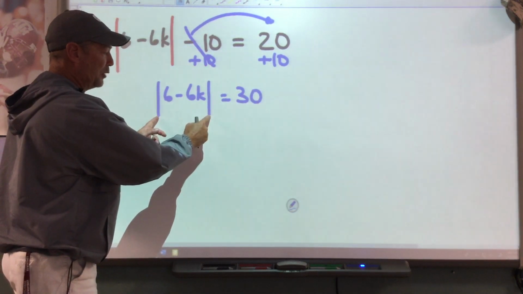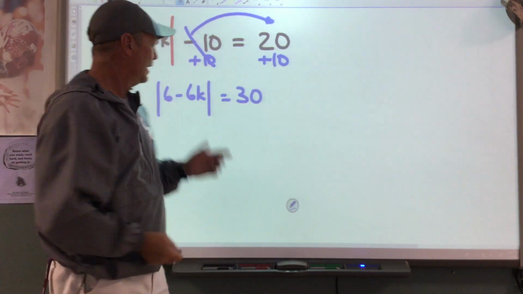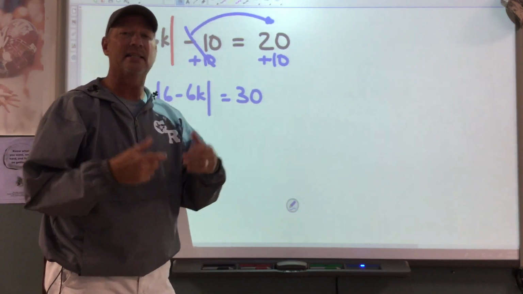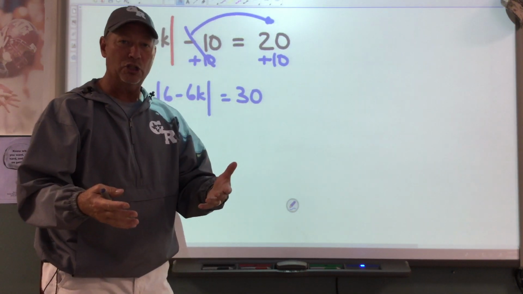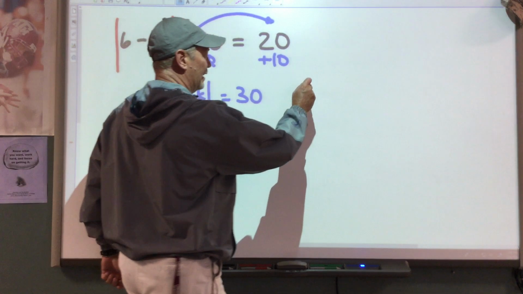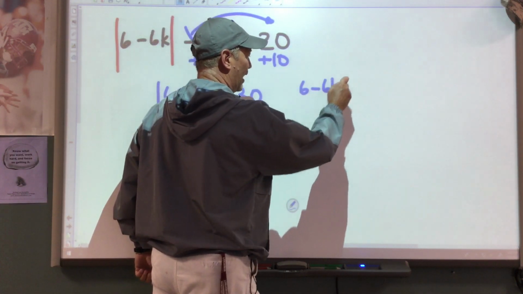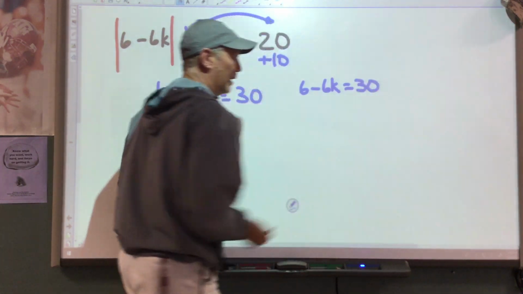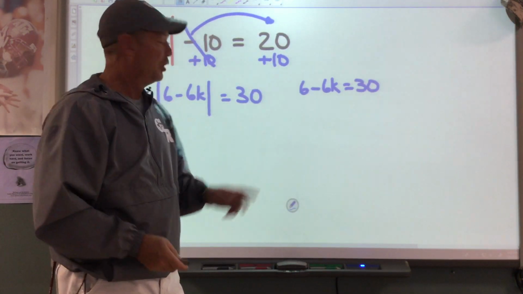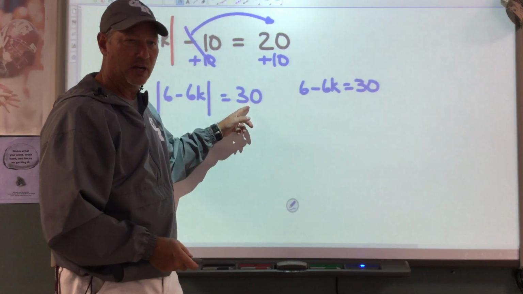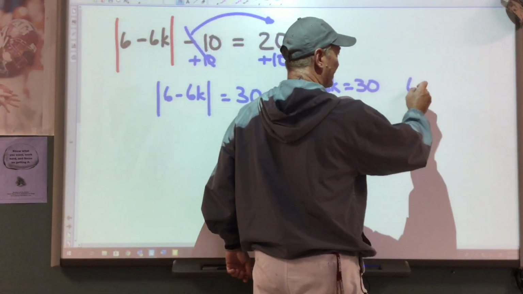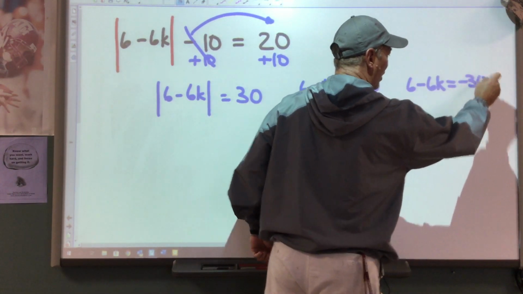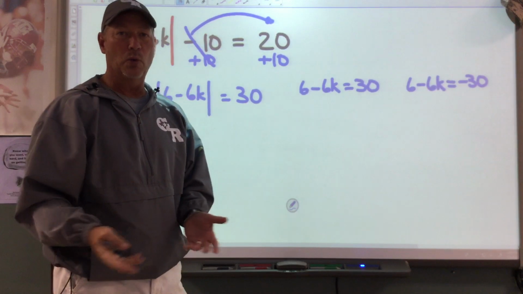Is my absolute value by itself? Yes. Does my absolute value equal a positive number? Yes. So now I can work it two ways. I can say 6 minus 6k equals 30. And what do we do on the second time around? You have to take the opposite of this number. You would say 6 minus 6k equals a negative 30. So you're going to work it two ways.